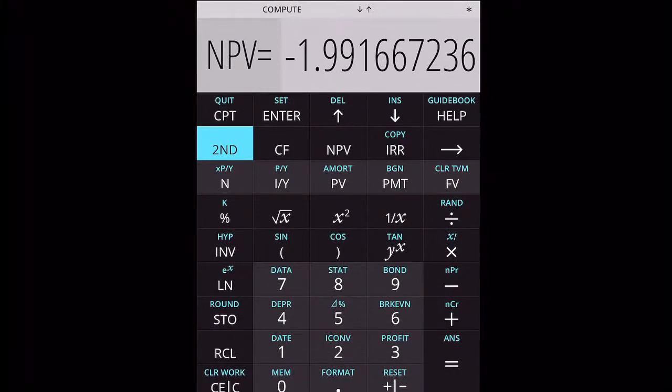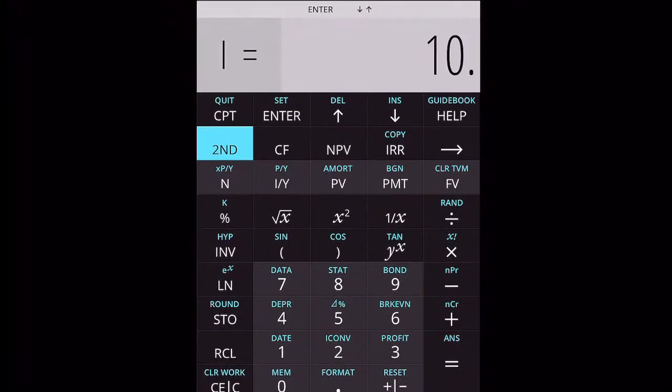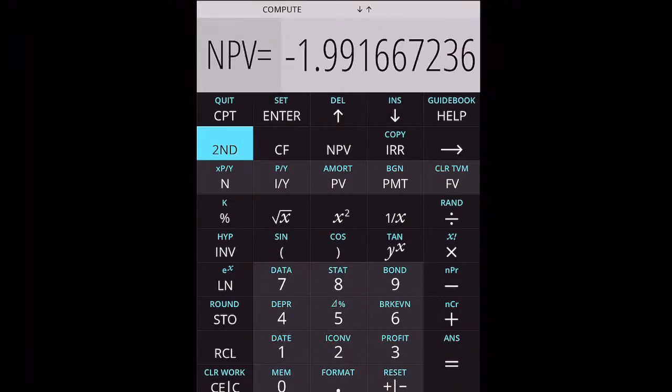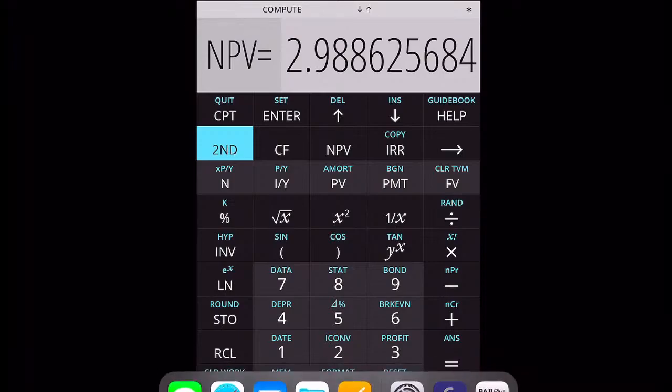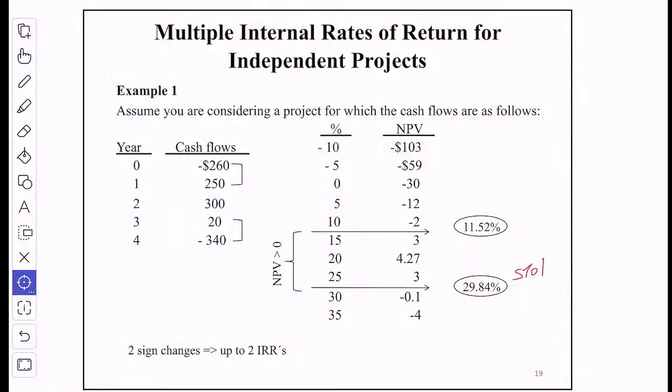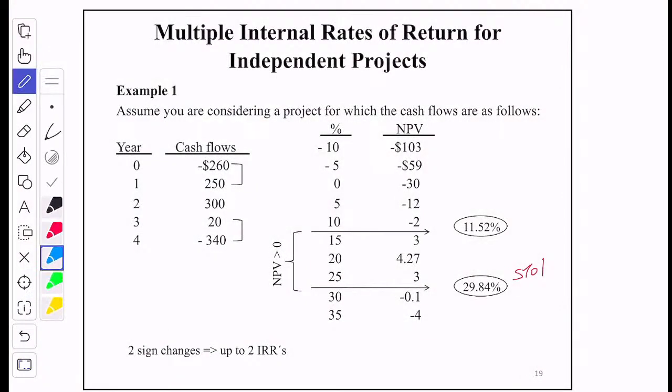And then 15. 15, enter, down, compute. Aha! We crossed over into the positive values. So we know NPV is between 10 and 15. So we figured out that NPV is between 10 and 15.